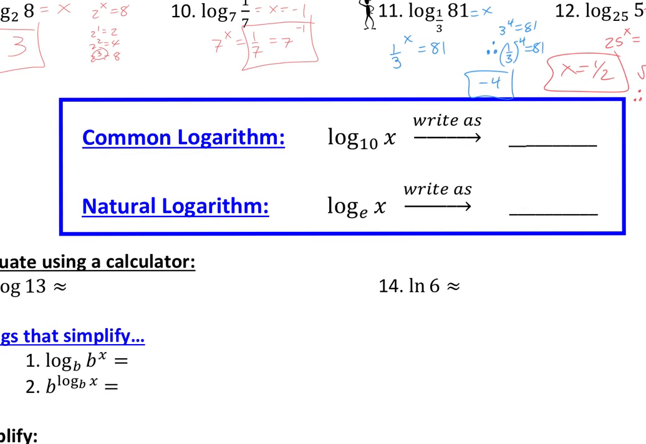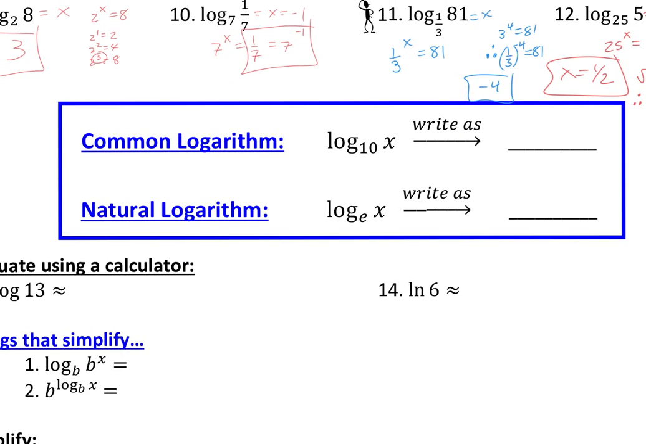All right, let's talk about a couple things here. There's two types of logs that show up very commonly. One is what we call a common log, and that's whenever the base is 10. So we don't even write the base in that situation. We literally just write log x. So if you ever see a log without a base, it's because the base is 10 and we're not going to write it. We don't have to write the 10 there.